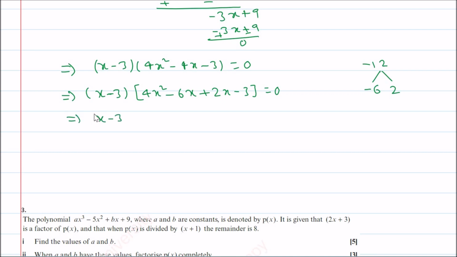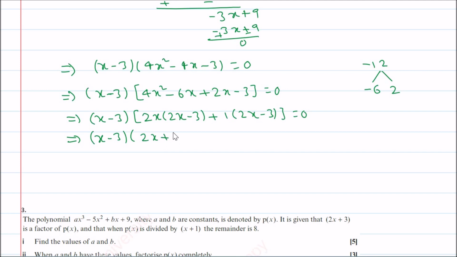So x minus 3 into, what is the common factor here? 2x. 2x minus 3 plus 1 is common, so 2x minus 3 equal to 0. So if we factorize now, we get x minus 3 into 2x plus 1 into 2x minus 3. That is equal to 0.